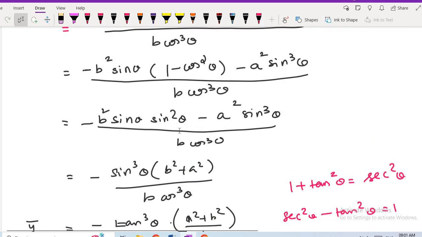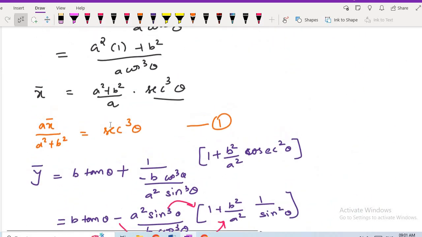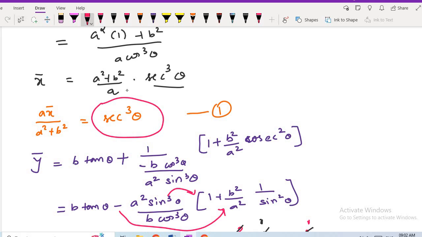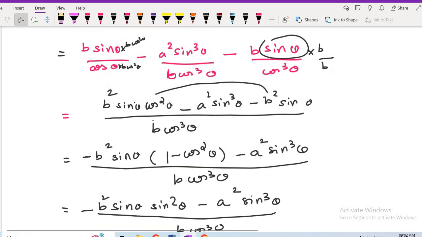So in this equation we have a secant cube theta. Equation 1 is ax bar divided by a square plus b square is equal to secant cube theta. So we have to get square here. If we get the square, we are able to subtract. So if we need a square, we have to first remove this power 3. For that we have to take 1 by 3rd root, both the sides. Whatever operation we do, we have to do on both sides.